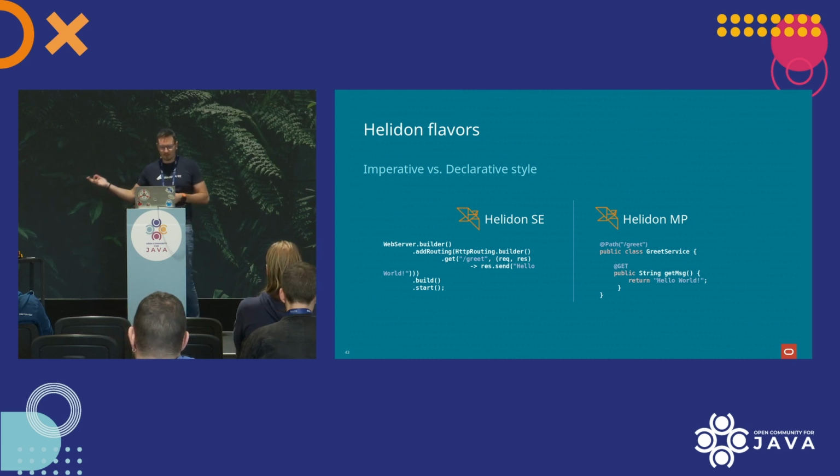Here is the comparison. You can see Helidon SE. There is a handler for a GET request on the greet endpoint resource, which returns hello world. On the other side, you can see Helidon MP. It's a normal JAX-RS resource, so you can run this resource in Helidon. You can run it in WebLogic. You can run it in Payara, and it will work.